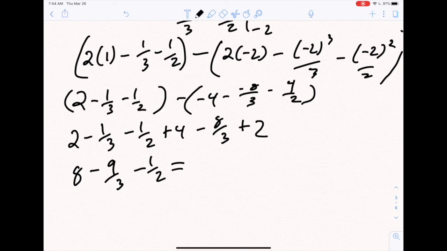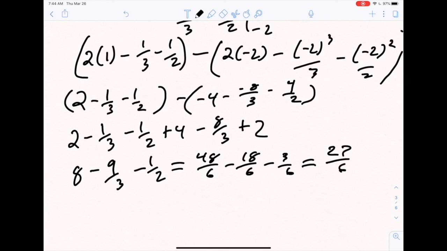And so now we find a common denominator, and here our good common denominator is 6. So this gives us 48 over 6 minus 18 over 6 minus 3 over 6. And that works out to be 27 over 6, which is 9 over 2. And that's your final answer.